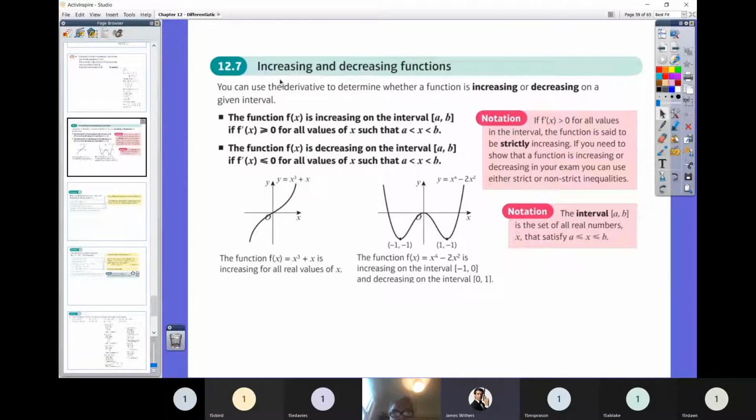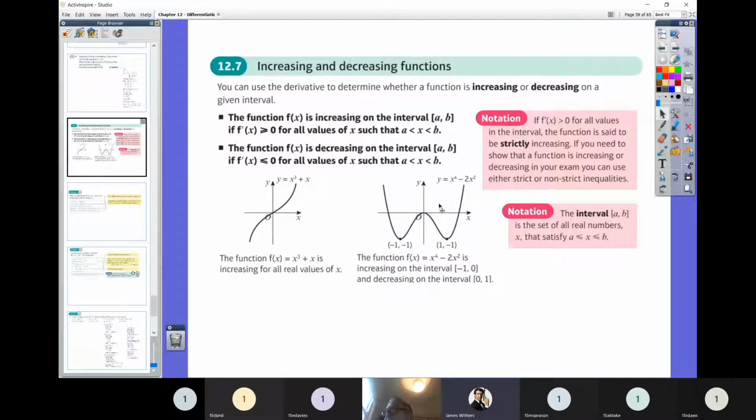So increasing and decreasing functions. Now don't overcomplicate this. A function is increasing if it's going uphill, left to right. End of story. So that first graph, that is increasing for all values of x. The rate of increase might change. It's increasing at a faster rate here and slower rate there. But at the end of the day, that is an increasing function throughout because it is permanently going upwards.